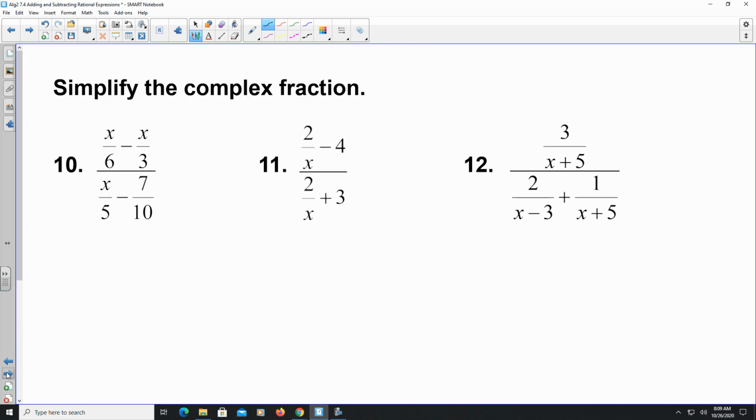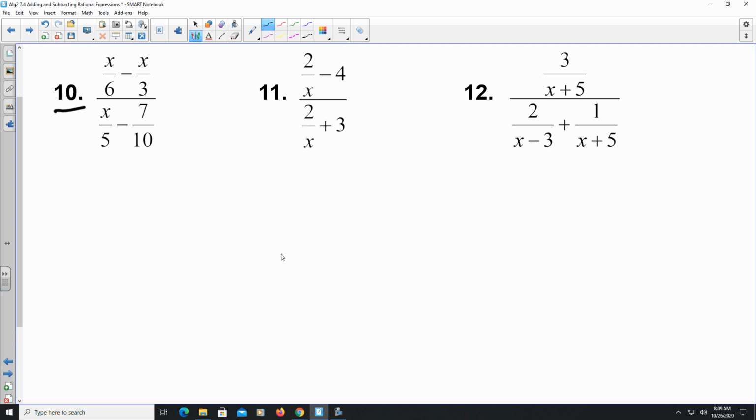Here are some other examples of complex fractions. I'll do this first one, number 10. If you have questions on 11 and 12, please leave me a comment. I'm more than happy to do them if you desire. Looking at number 10, let's break this up. I've got x over 6 minus x over 3, divided by x over 5 minus 7 over 10.